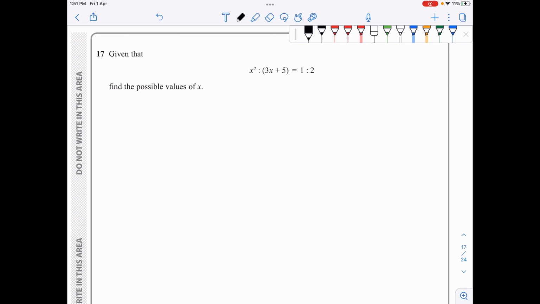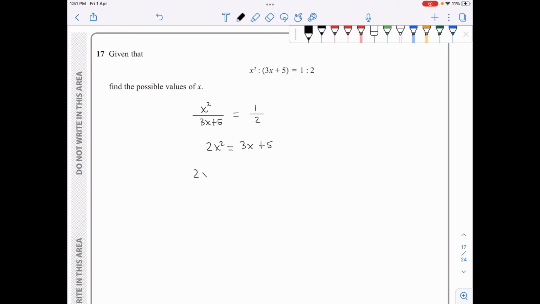17, given that x squared over 3x plus 5 is 1 over 2, find the possible values of x. So the first thing I will do is write this as an equation. So x squared over 3x plus 5 is equal to 1 over 2. I will cross multiply to get that 2x squared is 3x plus 5.